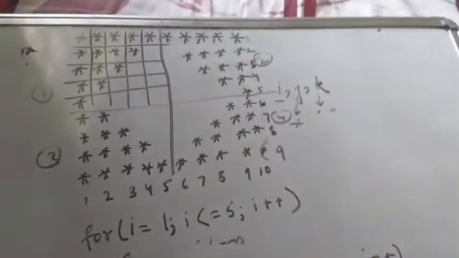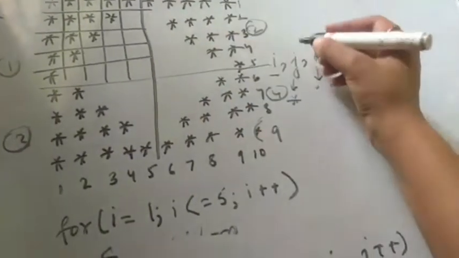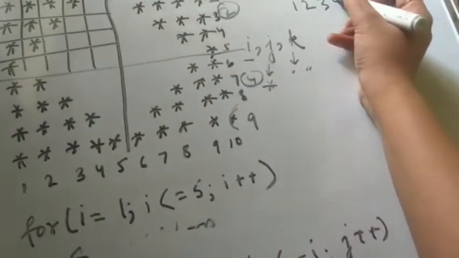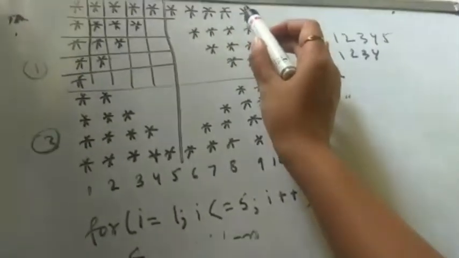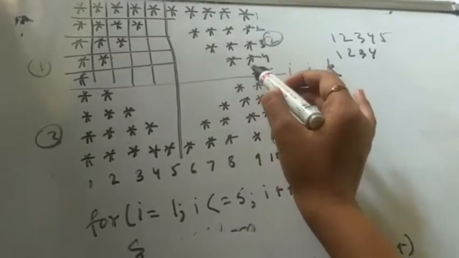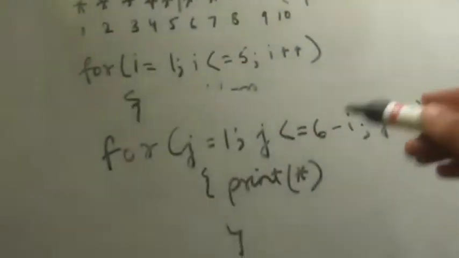Why is it the same? Because in the first line we have 1 2 3 4 5, then 1 2 3 4. As you can see, 1 2 3 4 5, 1 2 3 4, 1 2 3, 1 2 and 1. So we have the same thing and we are going to print.